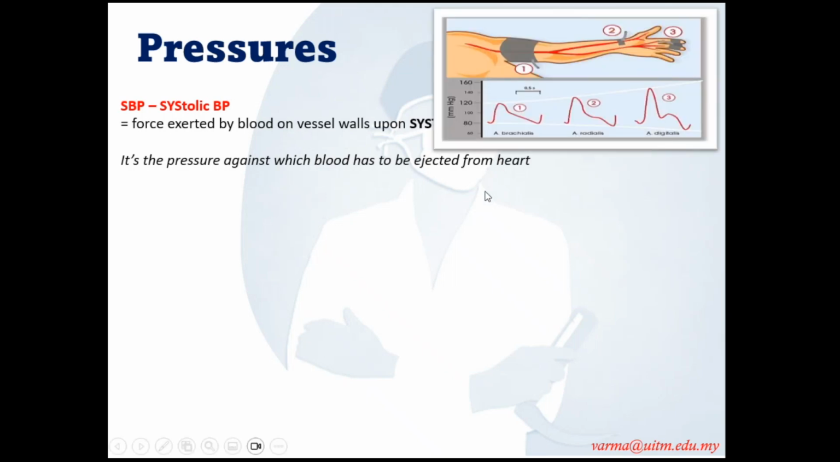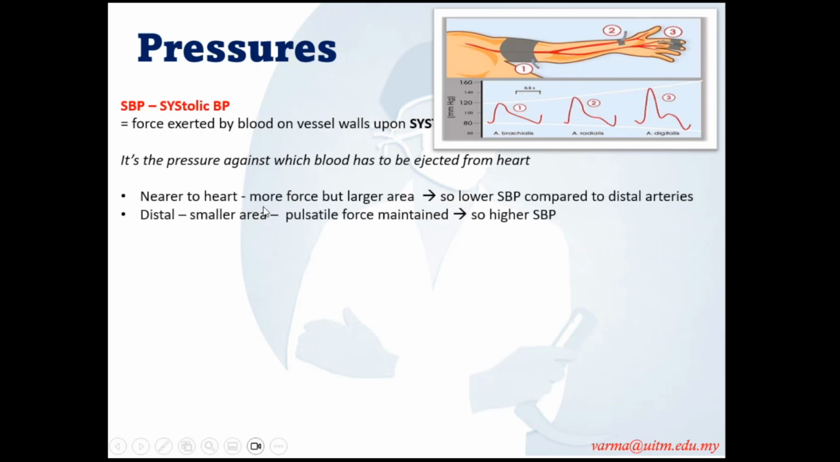So if you see, the systolic blood pressure varies in different arterial systems. The more distal the arterial system is, an increase in systolic blood pressure will be seen. Because nearer to the heart, there is more force. The blood is ejected with a bigger force, but the vessel walls are much bigger. If you talk about the aorta and the femoral arteries, they are much bigger. So the area is bigger.